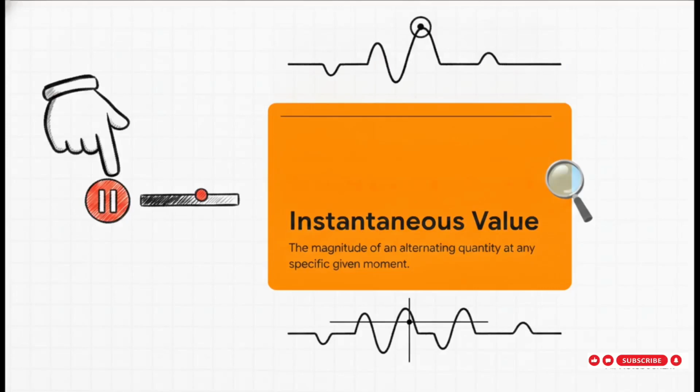And this is exactly what it sounds like. Imagine pausing a YouTube video right in the middle of a crazy action sequence. The instantaneous value is that fleeting, freeze-frame snapshot of the voltage or current at one exact microsecond in time.